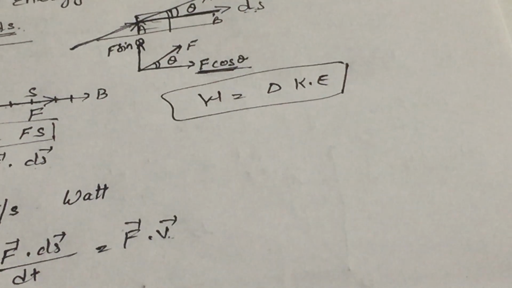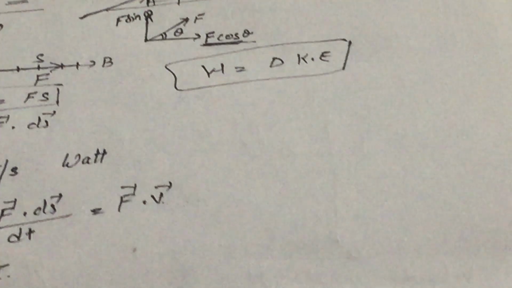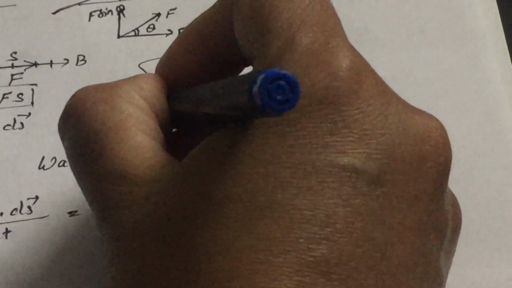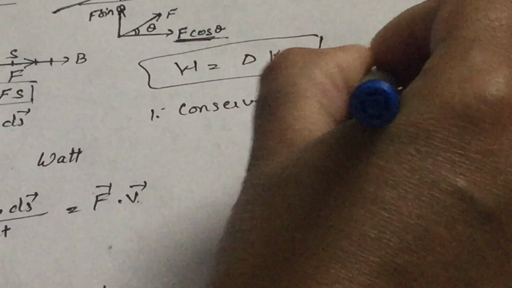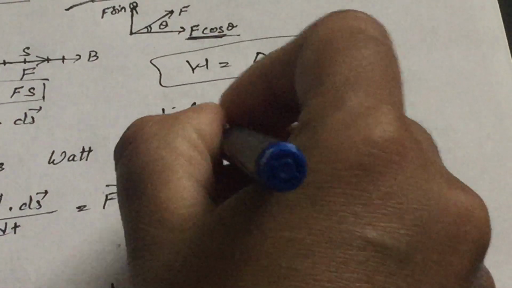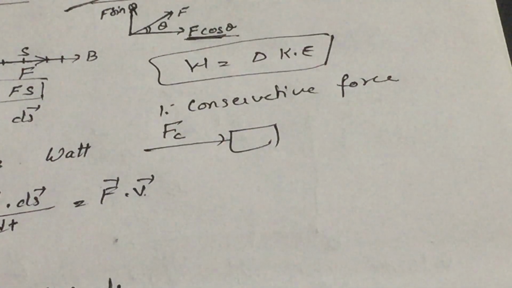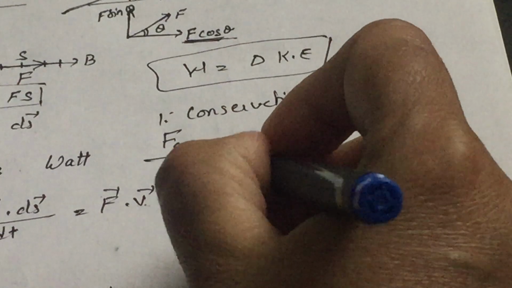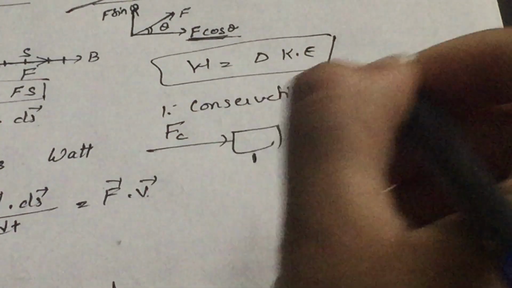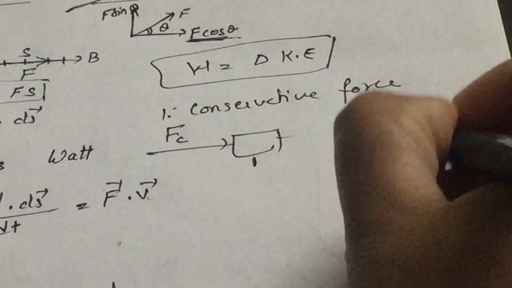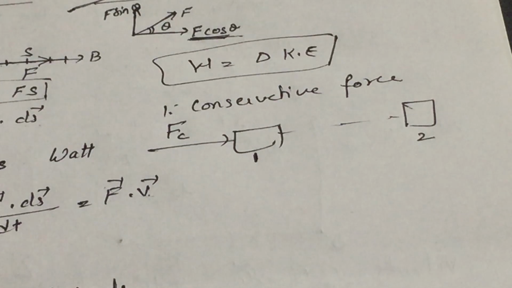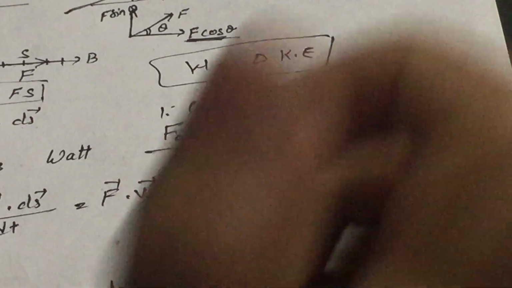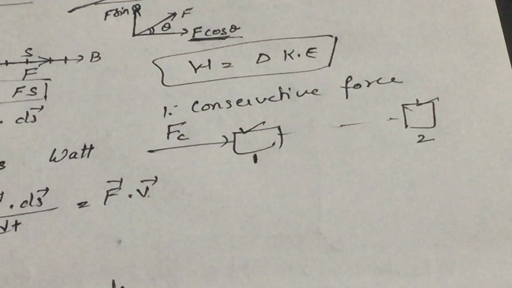Next, we will discuss the relation between work and force. If we discuss conservative forces, let us consider we applied a conservative force on this body, and this body moves from position 1 to position 2. Then how will we define a conservative force? A conservative force is the force whose work done depends upon the initial position and final position.